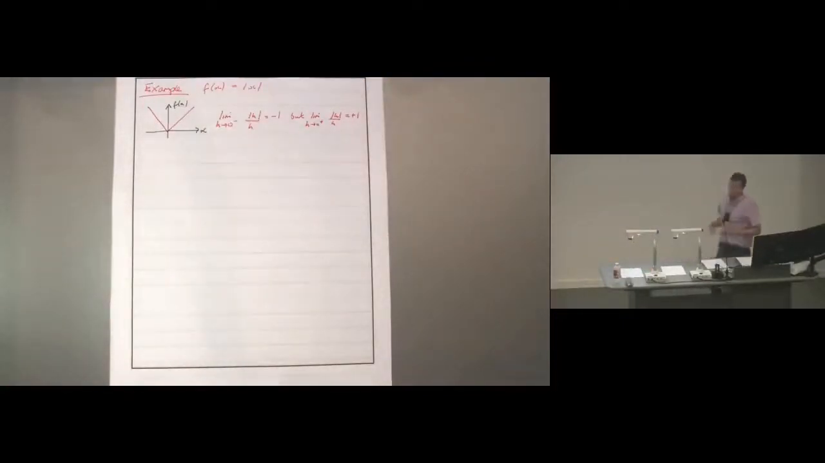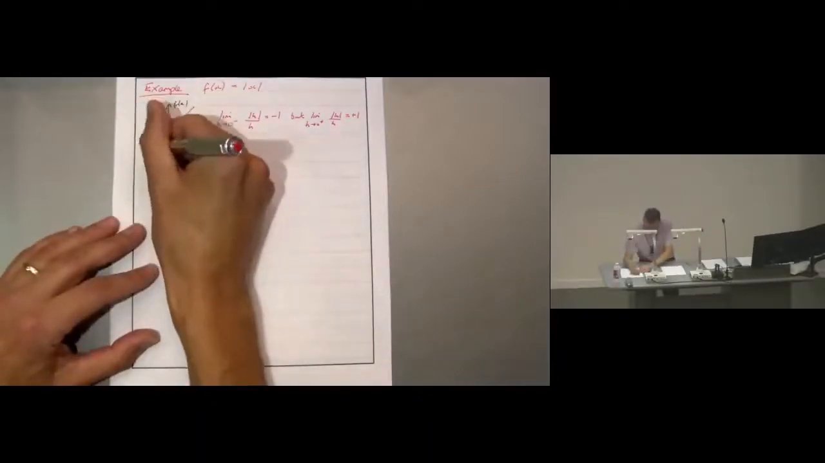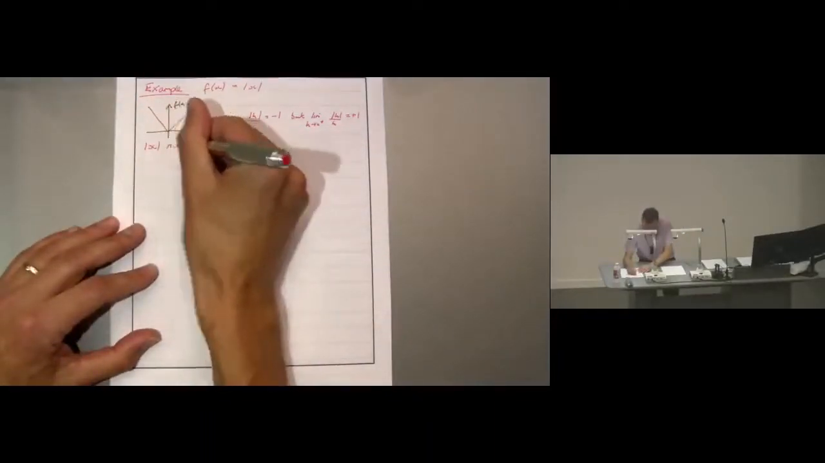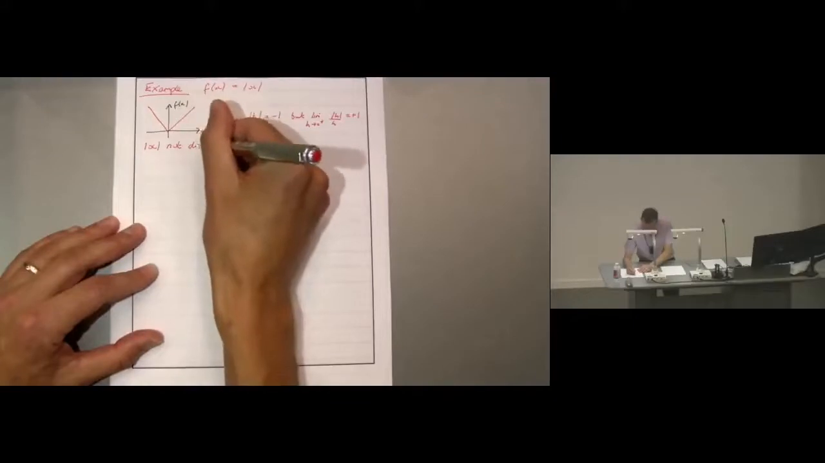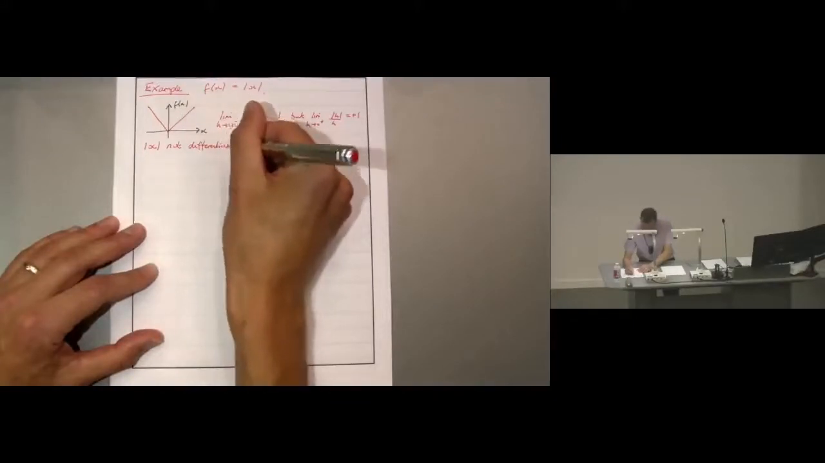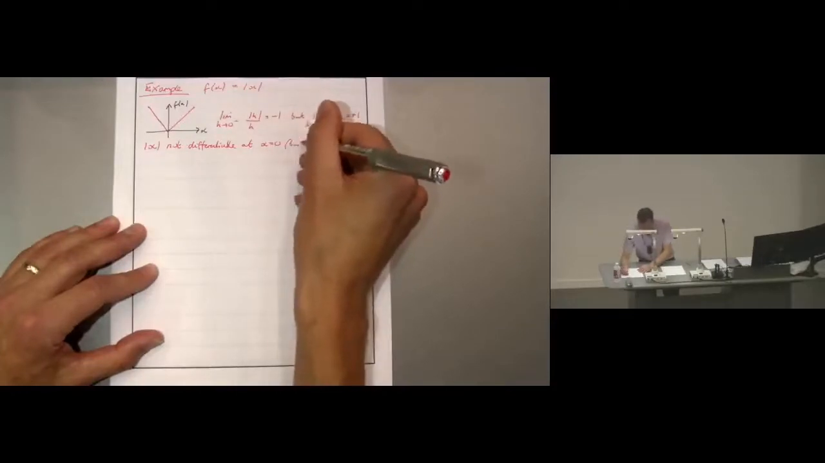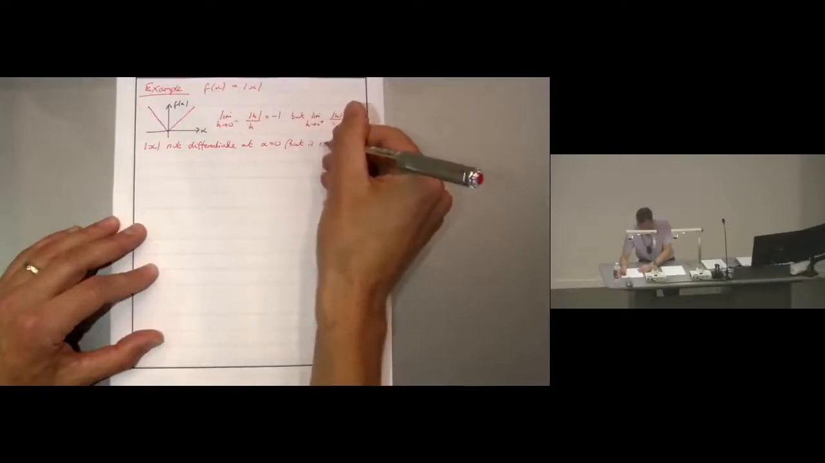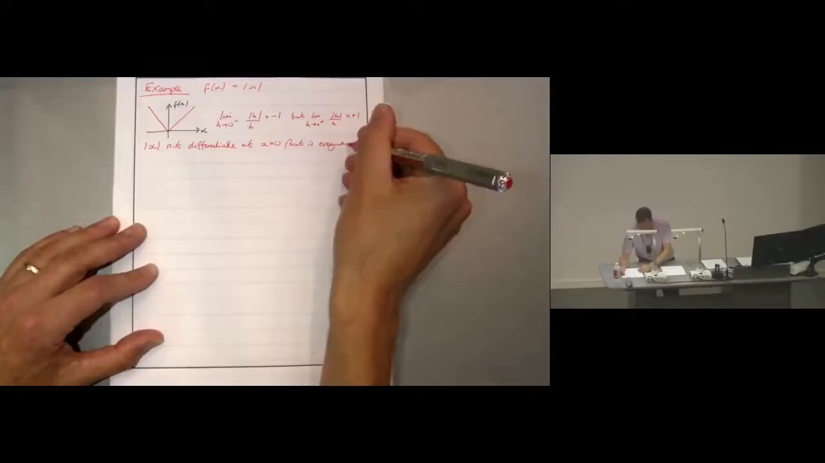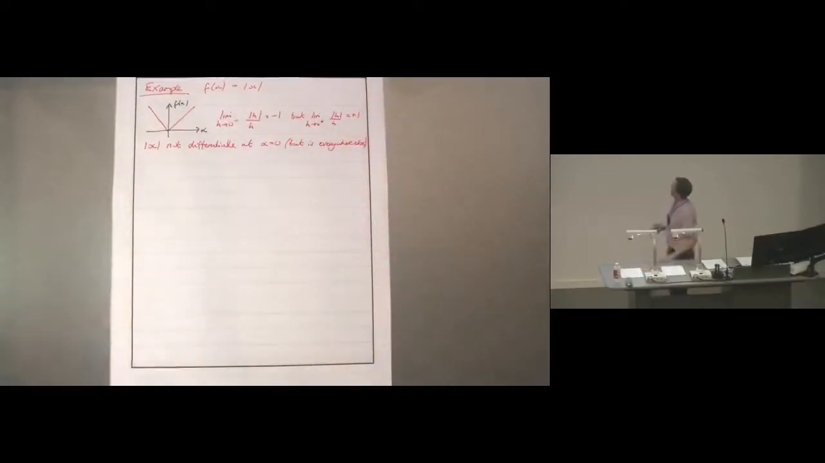Okay, and they're not equal, right? So mod of x does not have a derivative at the point x equals 0. So we say it's not differentiable. It's not differentiable at x equals 0, but it is everywhere else. Every other point is fine.